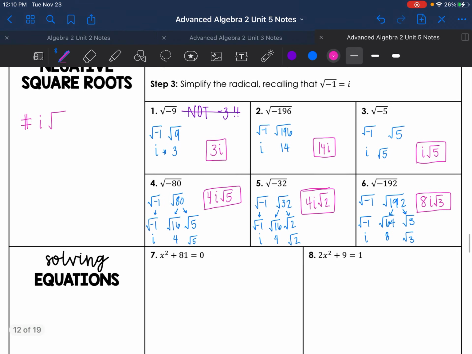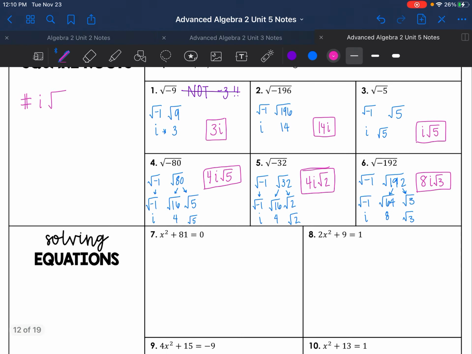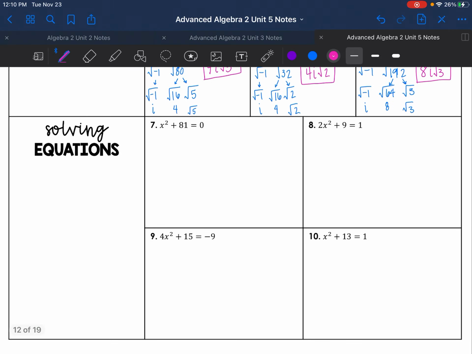All right, so this then goes into solving equations. This is very, very similar to what you've done before in the last lessons when you've solved, except now the radicals have negatives. That's the only difference. So if we have something like x squared plus 81 equals 0, when there's no plain x, you can solve like a normal equation. You don't have to factor, don't have to do any extra stuff.